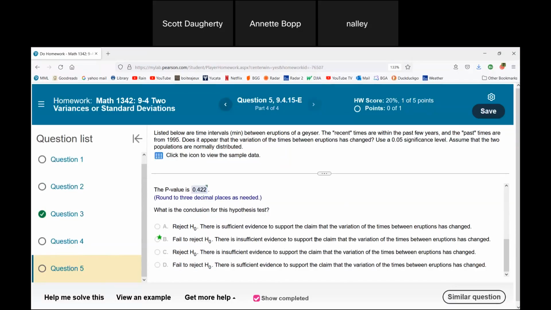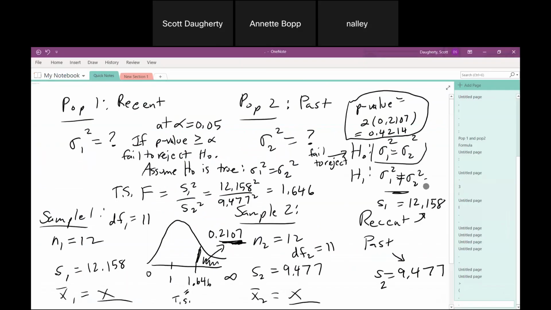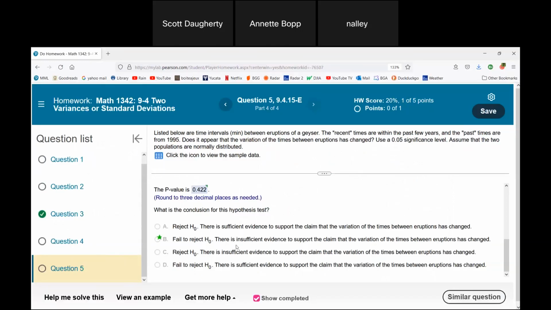All right, I guess they are making a claim, but they're not making it clear what the claim is. It says to support the claim that the variation of times has changed. So they're claiming that it has changed. So if you go back and look at it, I guess this is their claim: there was a change in the variation. Okay, so if you fail to reject the null hypothesis, then you're not able to support the claim, right? That would be the conclusion. So fail to reject null, there's not enough evidence to support the claim. Okay.